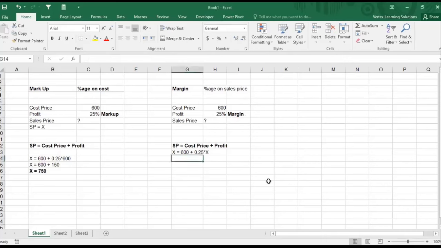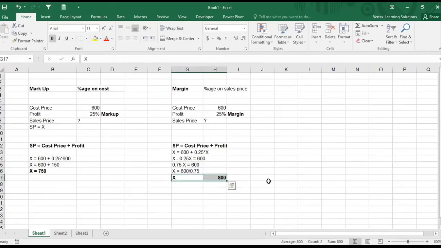And then it becomes X minus 0.25X is equal to 600. Because we bring the 0.25X to the other side of the equation, it becomes 0.75X is equal to 600. And X is equal to 600 divided by 0.75. So the selling price becomes 800. Now this is the same data. Here the selling price was 750. Here the selling price becomes 800 because of the margin and markup.